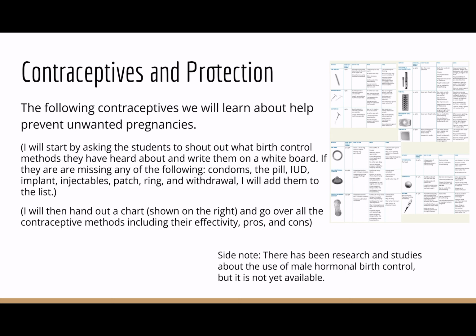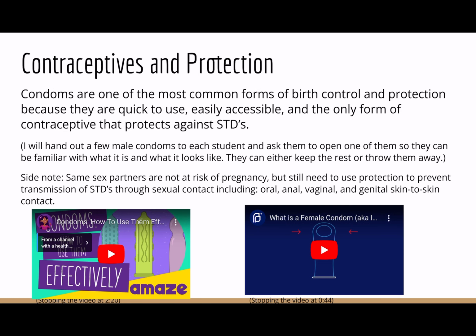This video shows how birth control works to prevent pregnancy. Lastly, we'll be talking about condoms as they are the only form of contraceptive that can protect against STDs and STIs. I will be handing out a few male condoms to each student and ask them to open one so they can look at it and become familiar with what it is, and they can either keep the rest or throw them away. We will then watch a video on how to use both male condoms and female condoms effectively and correctly.